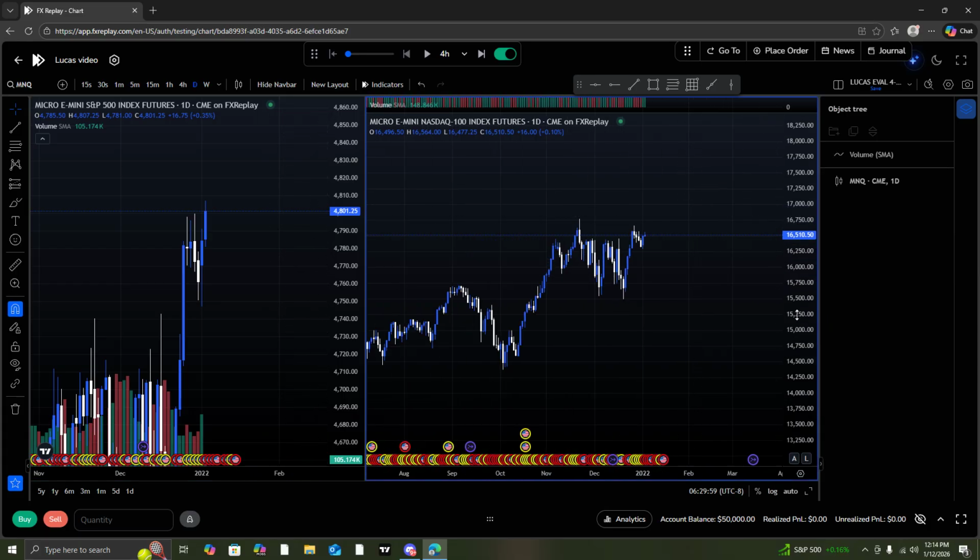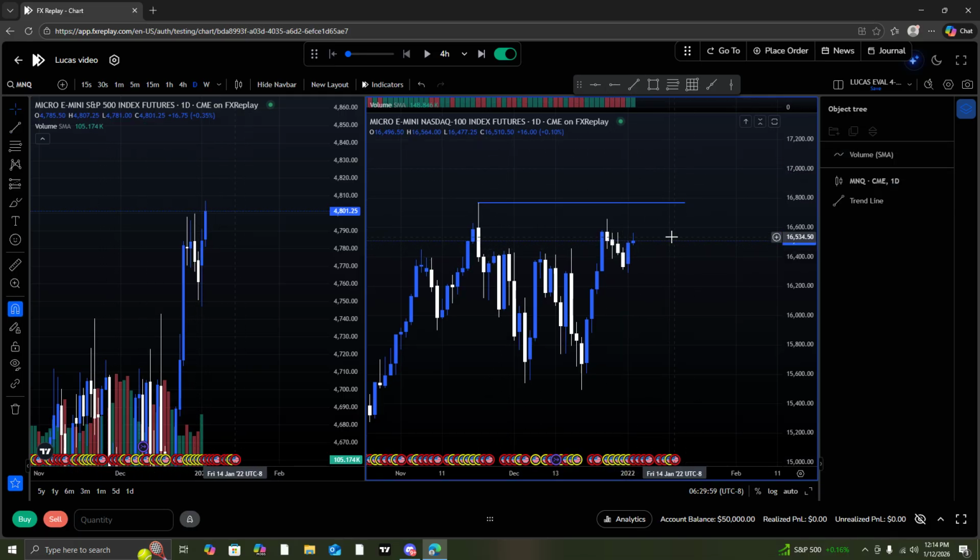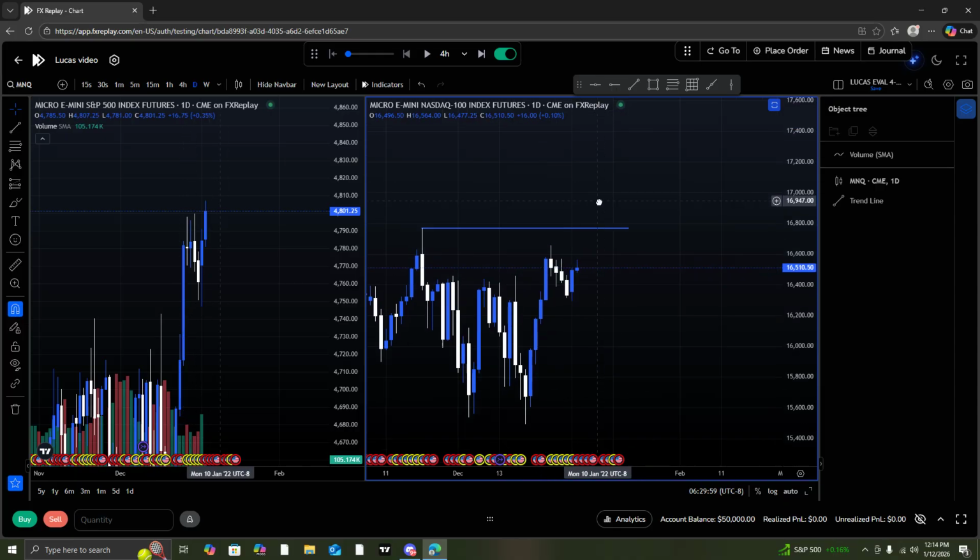Alright, so to start off, we retrace into a daily fair value gap. We're super bullish in my opinion. We'll mark out this. Let me double click this. I don't know why that was there.